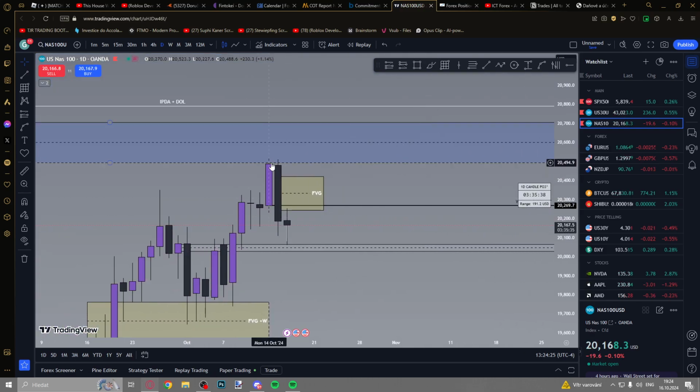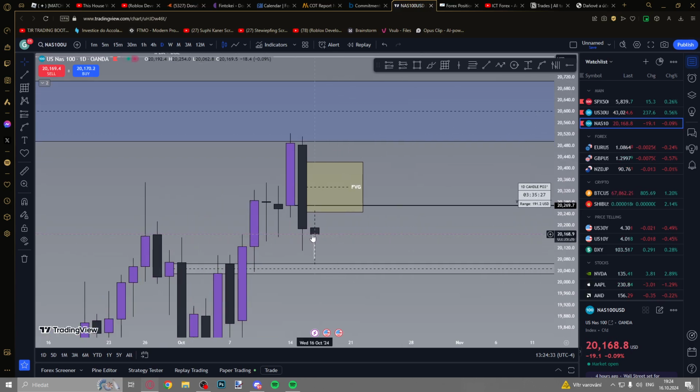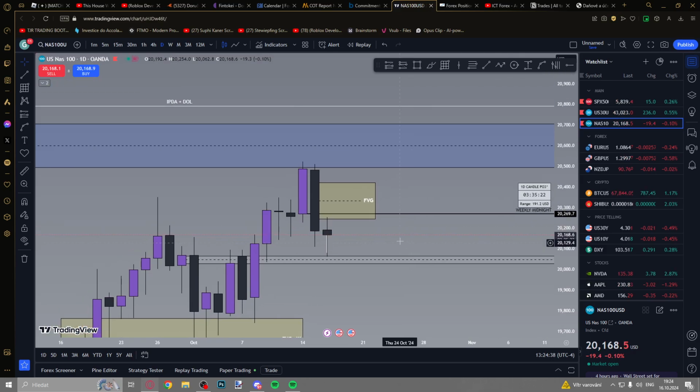So yeah, weekly profile. You got up Monday, down Tuesday. Wednesday was, I don't take my word for this, but for me, Wednesday was the manipulation of the week. And from now we're gonna see higher prices.